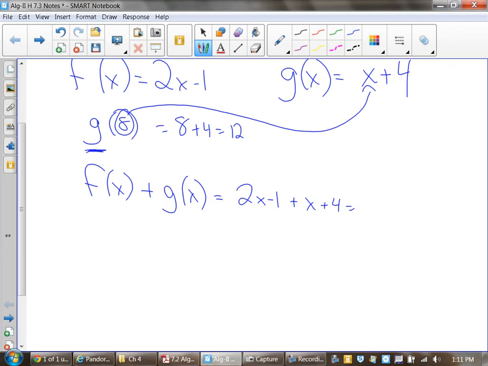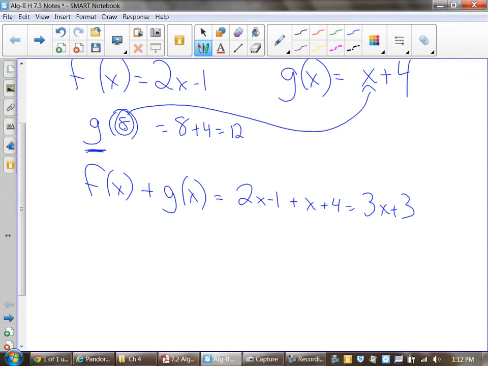Didn't we just solve for 12? No. That was g of 8. So what do you get? You get 3x plus 3. Combine like terms. And that's what this is. These style problems turn out to be nothing more than combining like terms. The only curveball is that you might have to deal with some exponents, so you have to deal with the exponent rules.